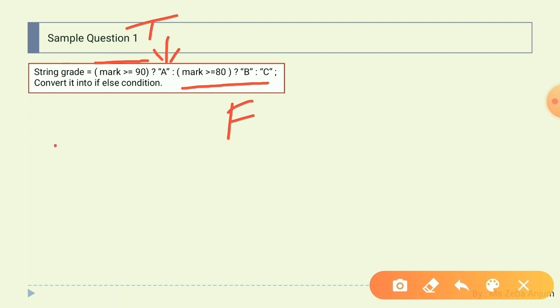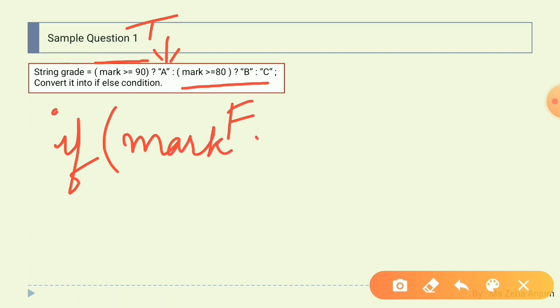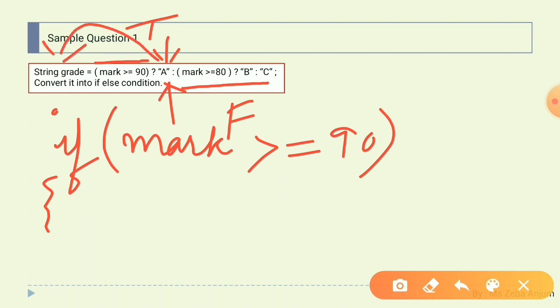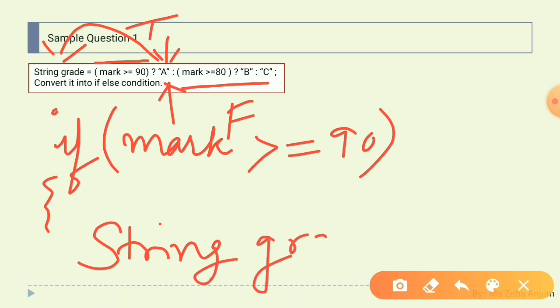Now write down the if condition. If. Now over here we are going to write our main condition. So over here you will be writing marks greater than equals to 90. Now you have to open the brackets. Over here we are having A and it is being assigned to your string grade. So you have to write string grade equals to, within double quotes you have to write this A. Why? Because your data type is String. Now apply a semicolon and close these brackets.